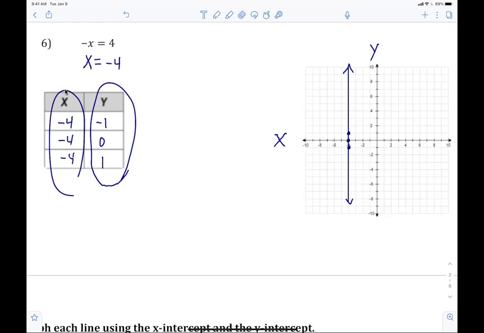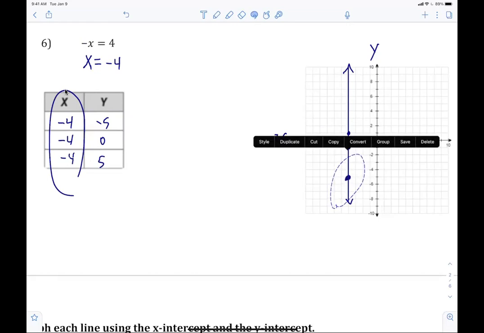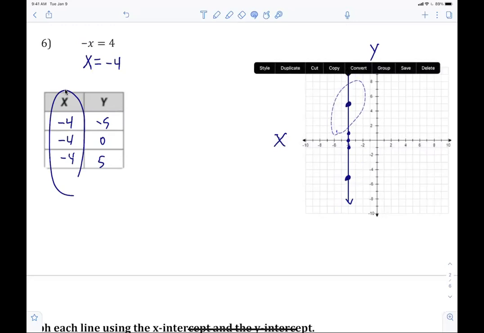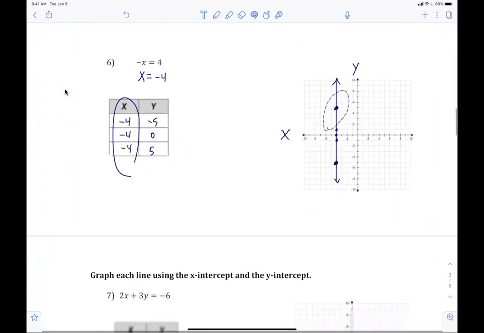Like, for example, let's say I just wanted to put -5, 0, and 5. What happens if I plot -5? Still a vertical line. It's still going to be the same line, -4, -5. It's just going to be a different location. Then -4, 0, then -4, 5. You see, it's creating the same line, right? They're just different points. There's an infinite number of points on the line. You're just finding 3 of them. That's all you're doing. All right, so that was there.